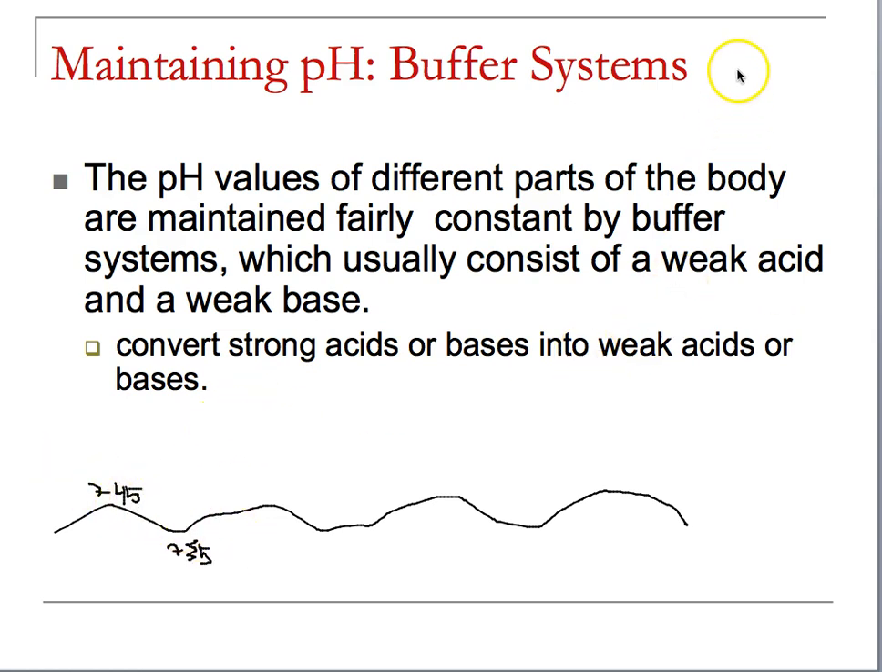And to do this, what we have are buffer systems. Okay? That's the purpose of a buffer system, is to allow us to modulate what's actually going on. And it does this by converting strong acids or bases into weak acids or bases. And that's the purpose of all buffering systems. Okay? The major buffering system you're going to be paying attention to in this class is the bicarbonate buffering system. And it comes in many different forms. But the one we speak mostly about is carbonic acid. Okay.